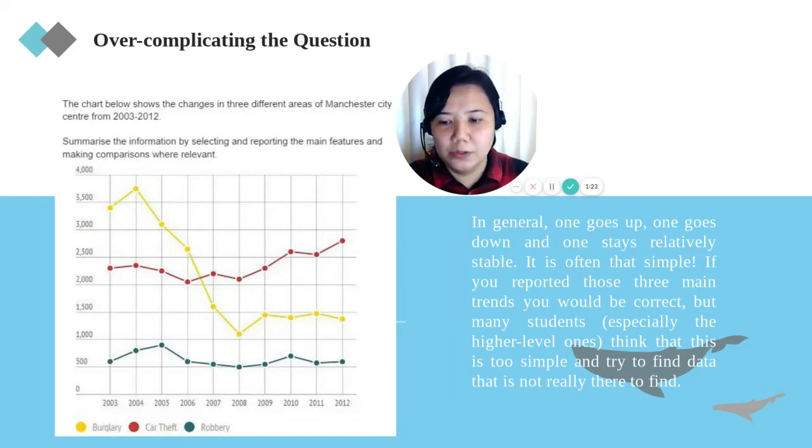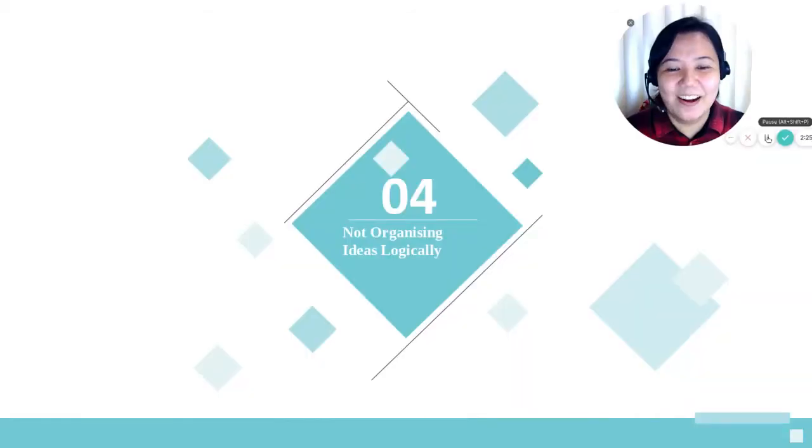So those 3 main trends are what would be correct if you're going to write it. But many students, especially the higher level ones, think that this is too simple and then they try to find data that is not really there to find. So just again, try to report on the 3 main things that you can see on the graph. All right, so we have here our mistake number 4.